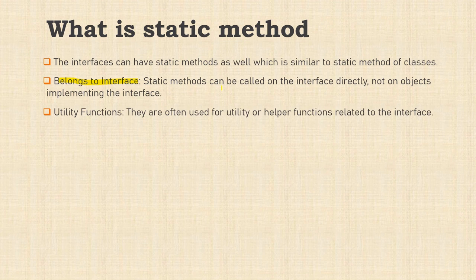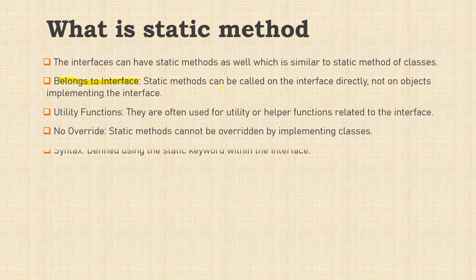This is the way to call the static method. Static methods are often used as utility or helper functions related to the interface. They are non-override: a static method can't be overridden by implementing classes. It's the same feature as before Java 8, so a static method we can't override in Java 8 also.